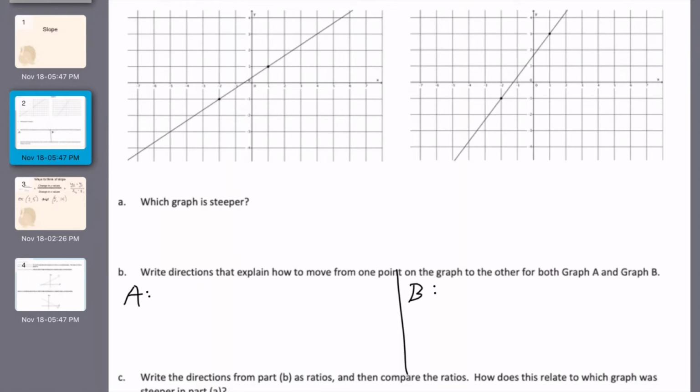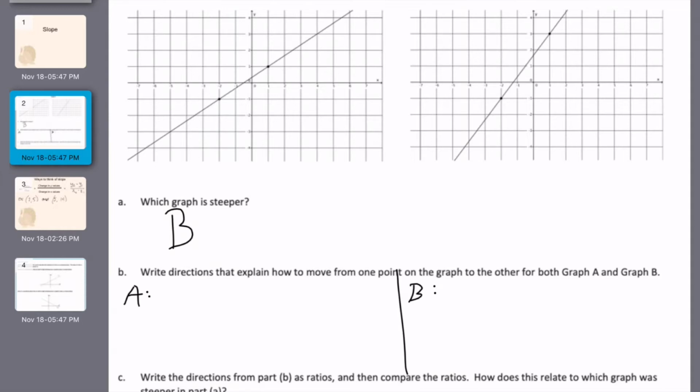So, first question is, which graph is steeper? To me, it looks like B is generally steeper, so that's what I'm going to write. Question B is going to ask, write directions that explain how to move from one point on the graph to the other, from graph A to graph B.